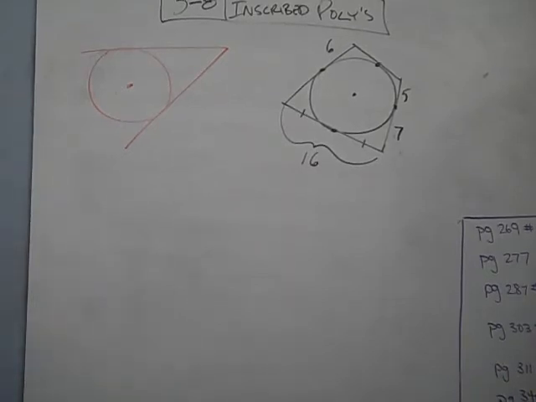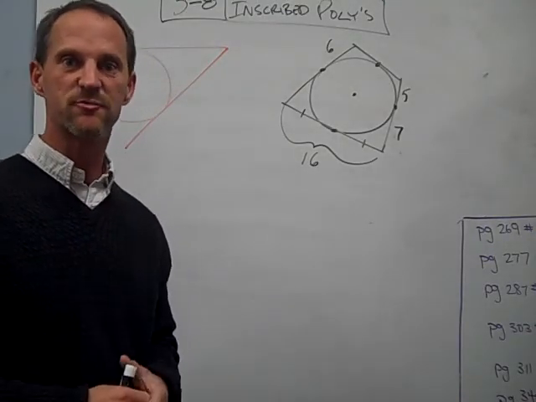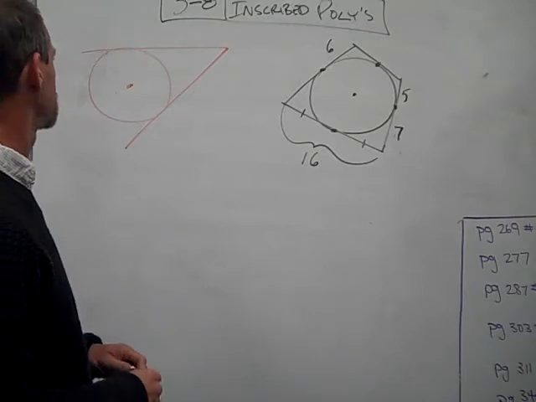Alright everyone, we are up to 3.8, inscribed polygons. I'm going to make this really short. It's pretty straightforward. We should have a lot of time to work on this in class tomorrow.